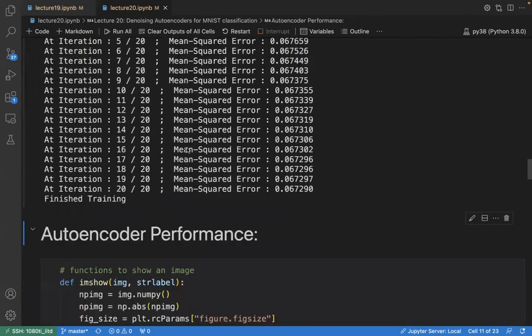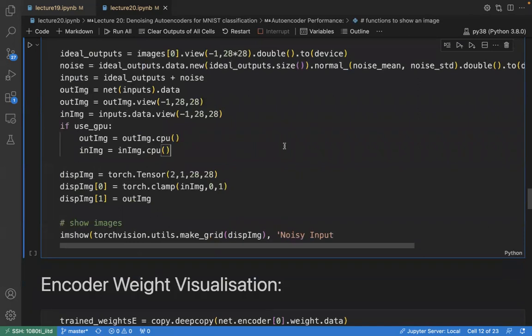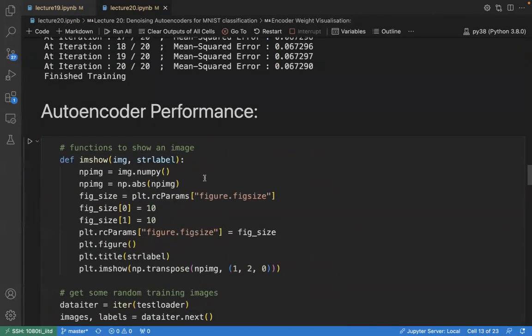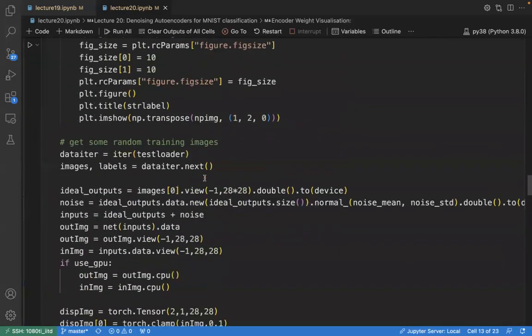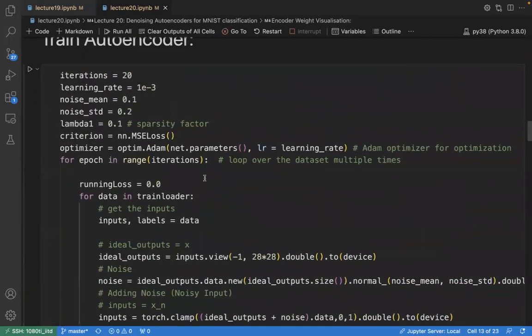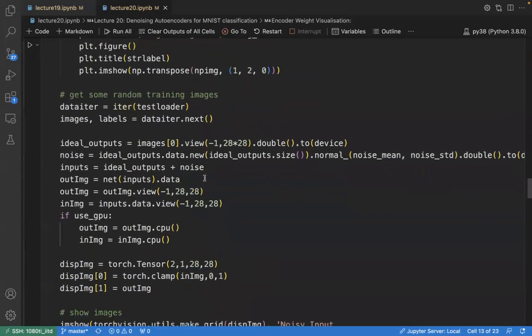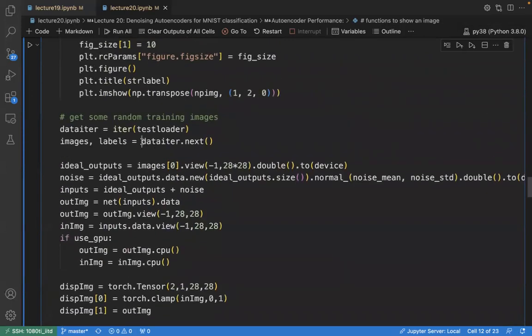Now the training has been done. Let's see how the autoencoder has performed. It must have given visualization for, okay, no attribute next. What happened now? Okay. Next by this.